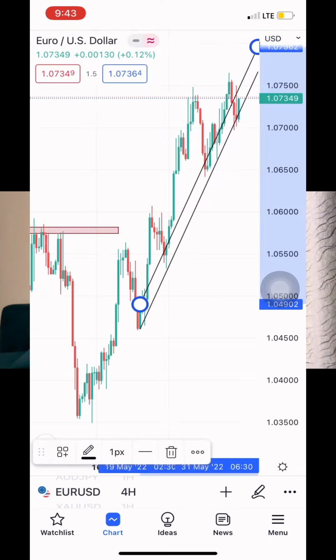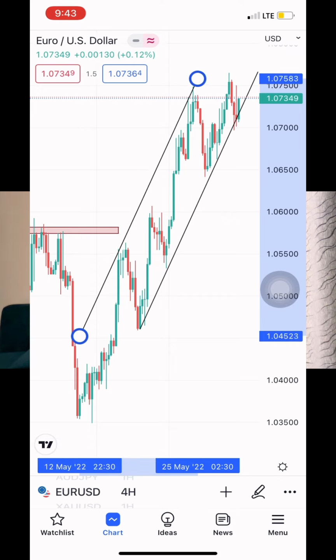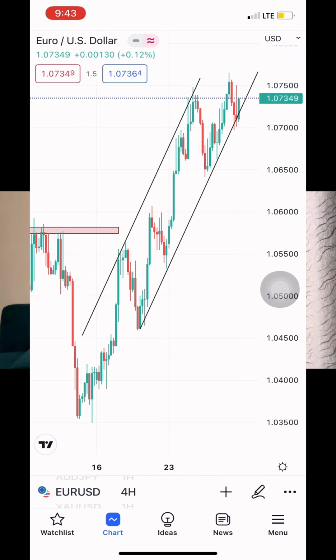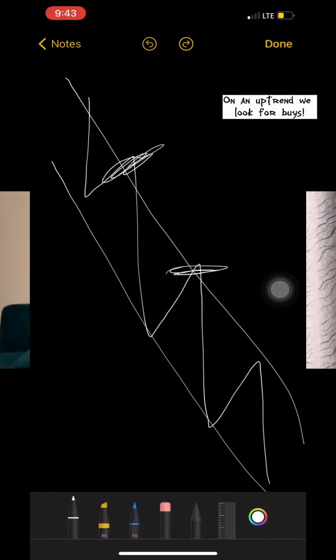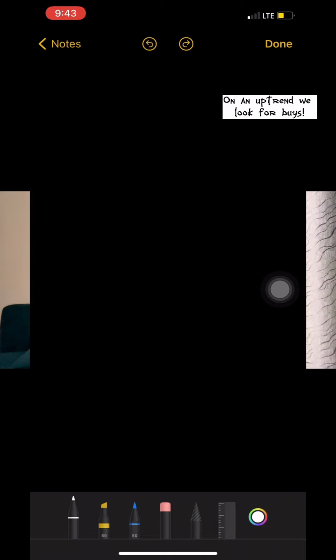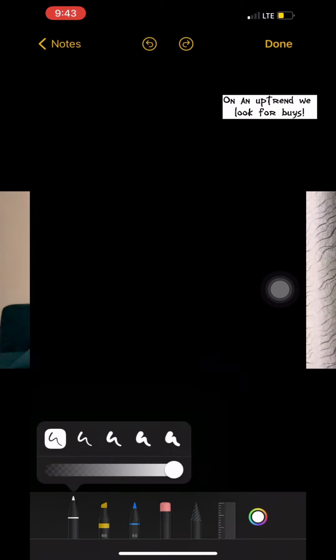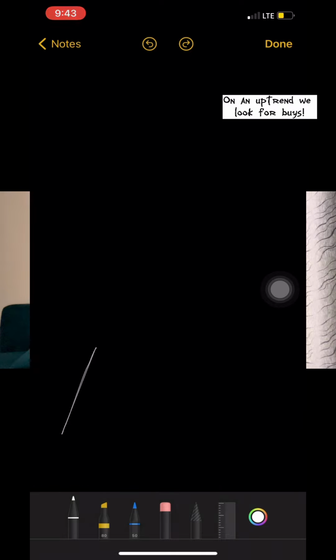Then I clone that to the other side, just like this. So we have now another channel. When a market is in an uptrend, it forms higher highs and higher lows. So this is what I mean. A market forms higher highs and higher lows like this.